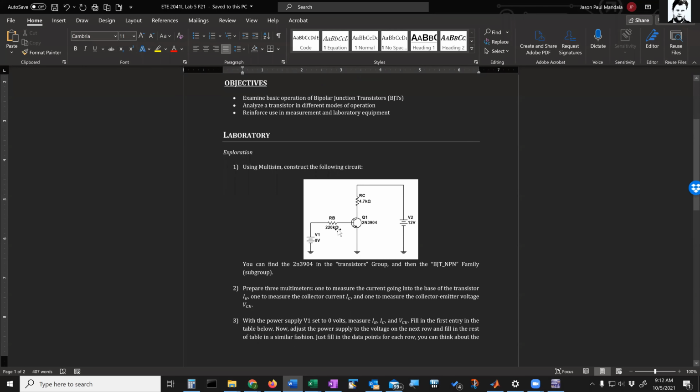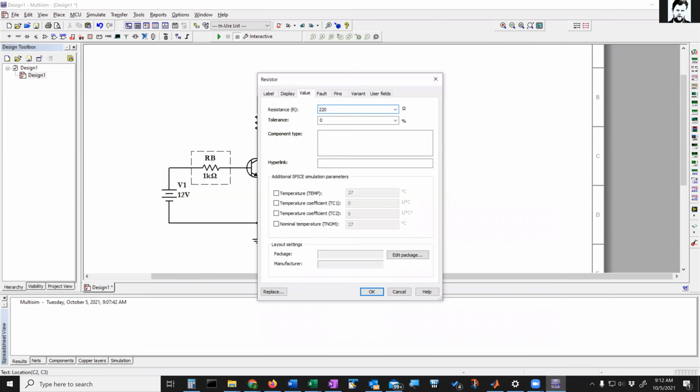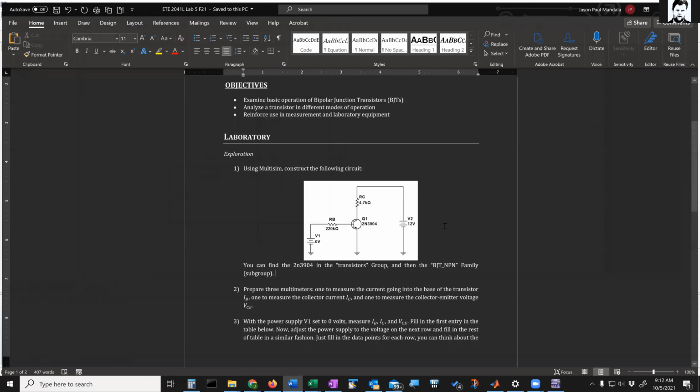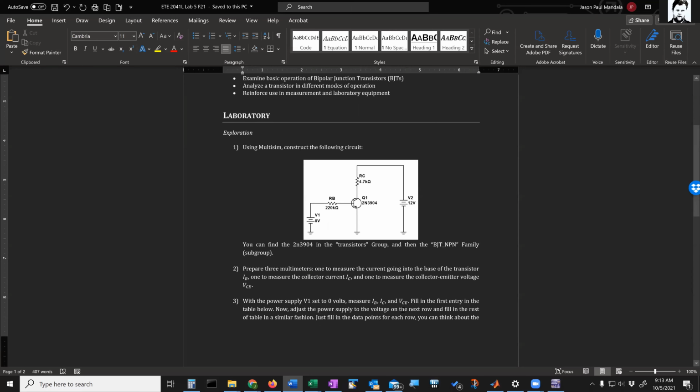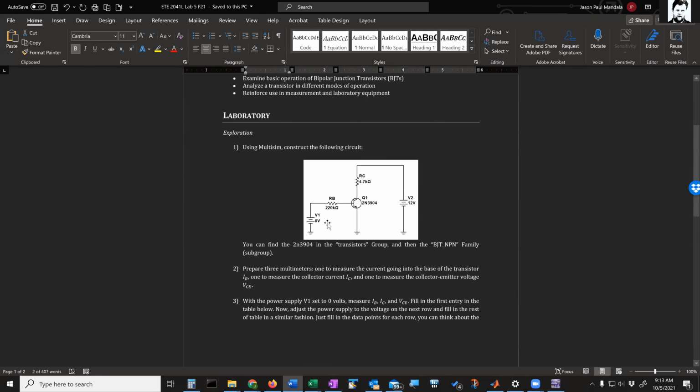The lab has some particular values. There's a 220K for the base and then a 4.7K for the collector. So I can go back in here and go to value, 220K, and this one 4.7K. What this lab is about is you're going to be measuring some voltages and currents, and you're going to create a table of data here. You're going to cycle through different values of V1. V1 is the base voltage, the applied voltage to the base here. There's a separate base supply and a separate collector supply over here.